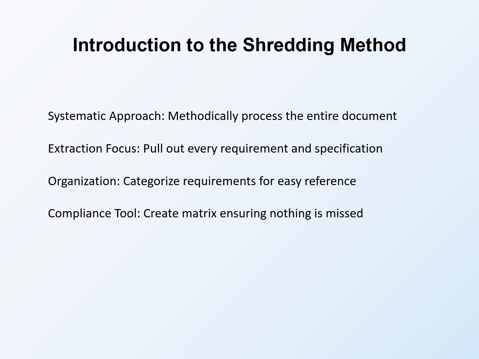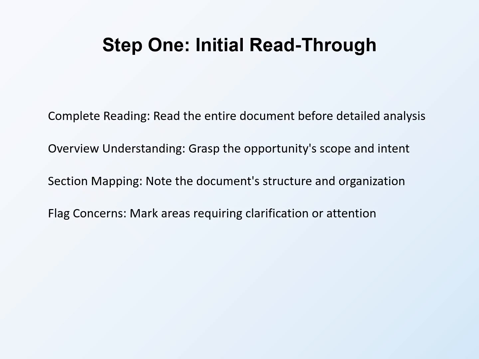Organization categorizes extracted requirements for easy reference. Rather than a single list, requirements are organized by type: eligibility requirements, content requirements, formatting requirements, submission requirements, and others. Categorization makes the compliance matrix usable. Compliance tool is the end product, a matrix ensuring nothing is missed. The compliance matrix becomes your guide for application development, a checklist for application review, and documentation that you addressed every requirement.